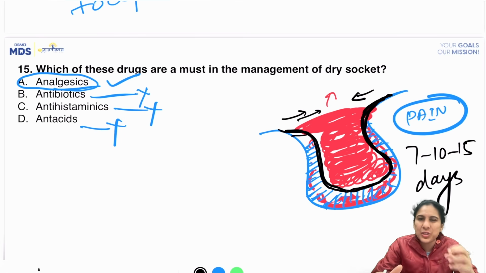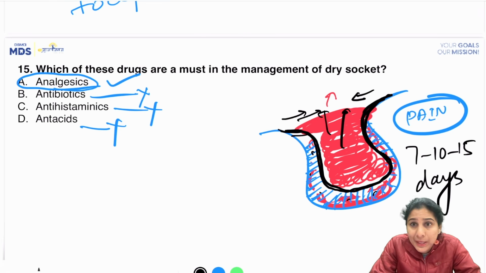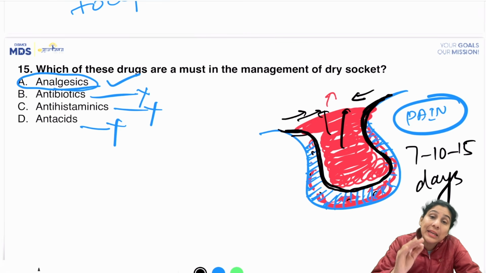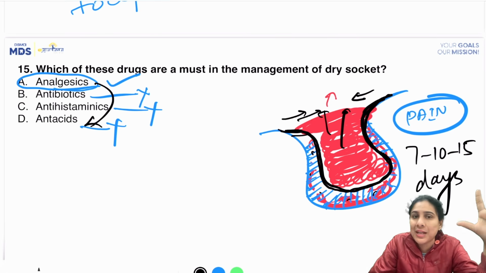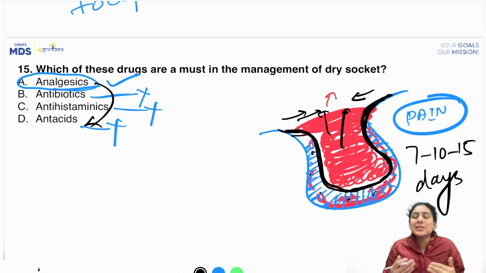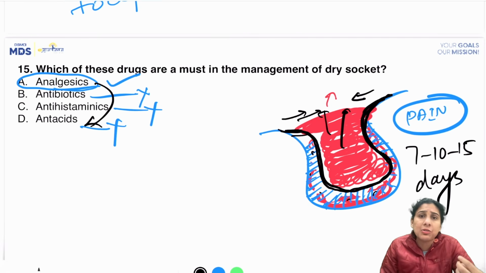Just irrigate, so whatever food particles are there will all come out. Put an obtundant dressing so that these nerve fibers are covered properly, and give the patient a painkiller. That is it. Yes, with painkillers, you might need to give some antacids, but antacid is not a primary management. That's just a supportive drug, because a lot of analgesics, lots of NSAIDs can cause gastritis. So as a complementary drug, you may give some PPIs, like pantoprazole or ranitidine. But the primary treatment is pain control, which is with analgesics.